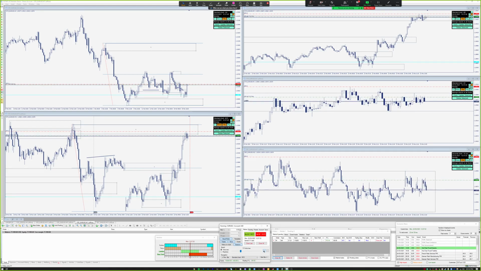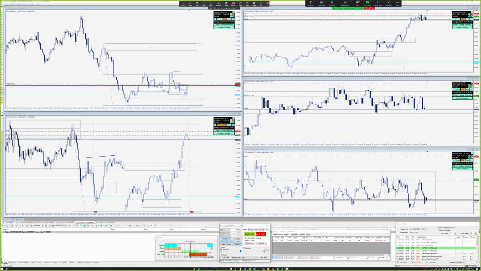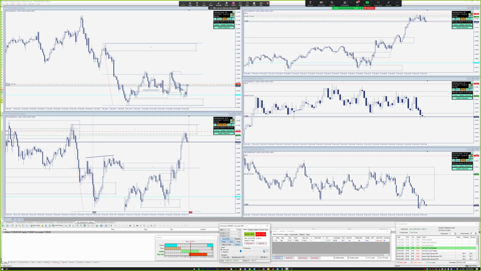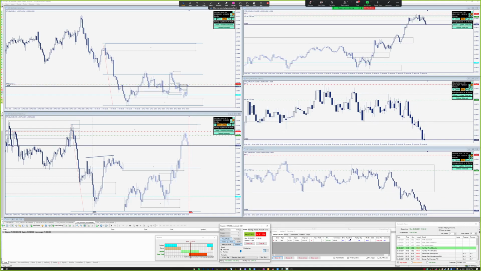I have a feeling this is probably going to get swept. Maybe we can get risk-free on it though. It's testing it a few times, yeah. There we go. Okay, we're risk-free on it. It's a pretty good entry. Does that make sense why I entered that? What do you guys think?